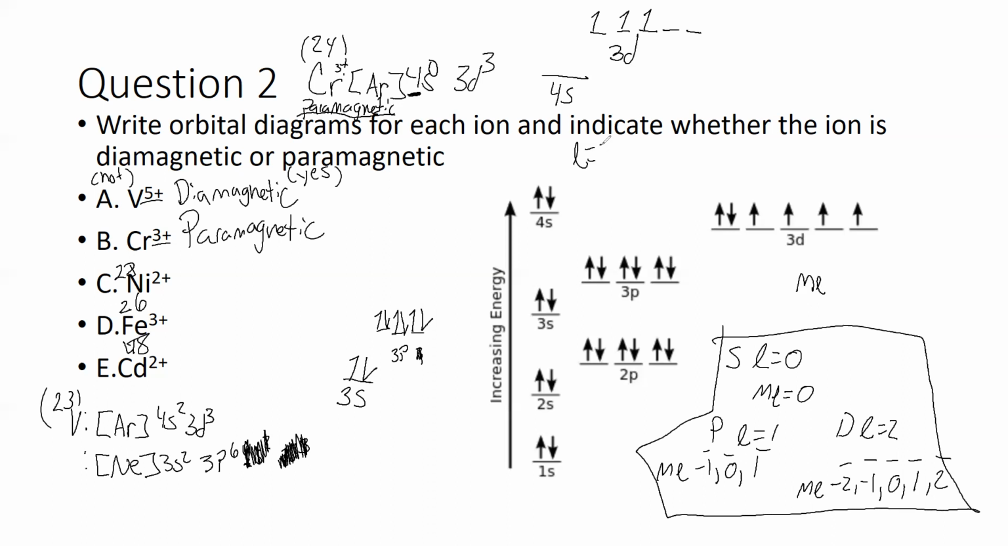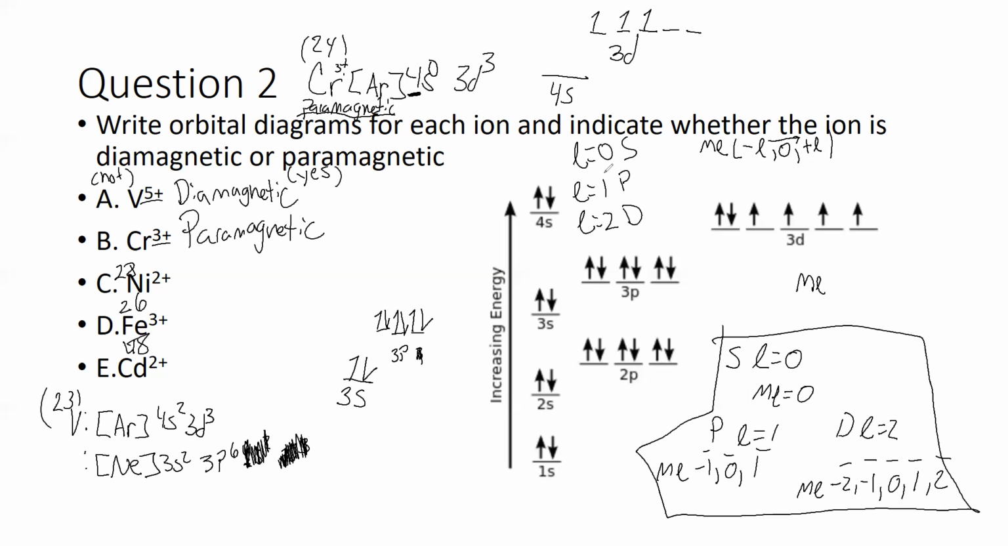When L is 0, that's called an s orbital. When L is 1, that's called a p orbital. When L is 2, that's called a d orbital, right? And our rules for m sub L are that the values of m sub L depend on L. They range from minus L, 0, you always include 0, to plus L. Right? They go from minus L to plus L, including 0.